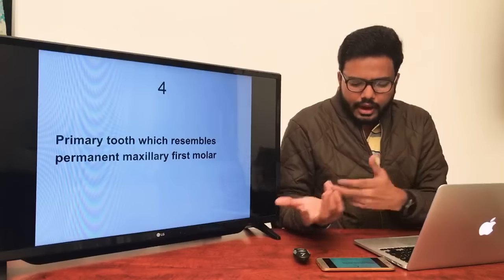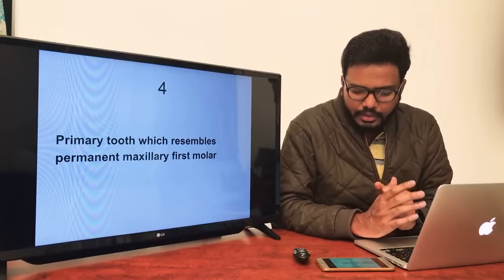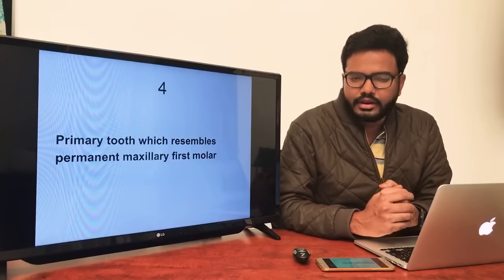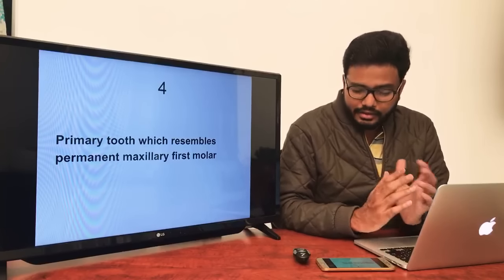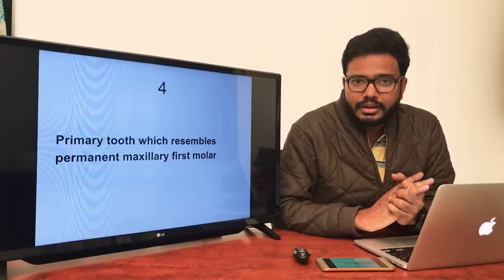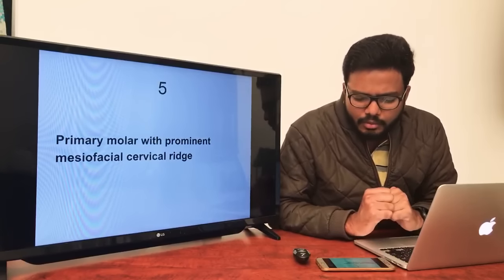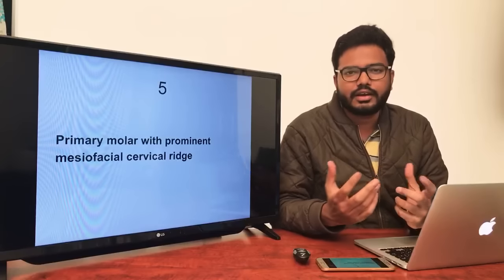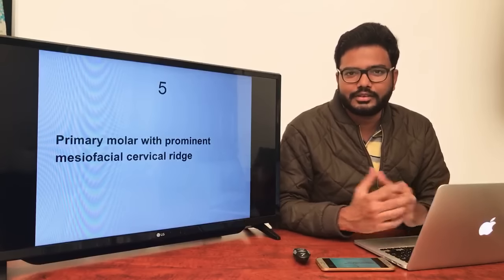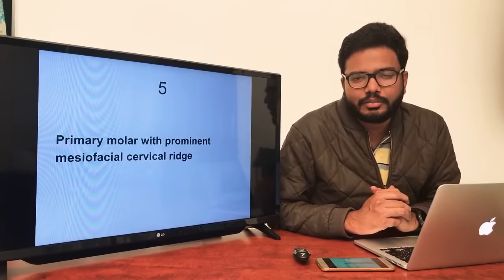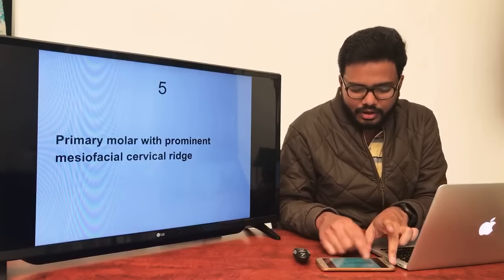Now, the rapid fire, we have the following questions. Primary tooth which resembles permanent maxillary first molar, as you have rightly said, it is deciduous or primary maxillary second molar. And primary molar with prominent mesiofacial cervical ridge. I'm sure you are experts in carving. It's deciduous or primary mandibular first molar.